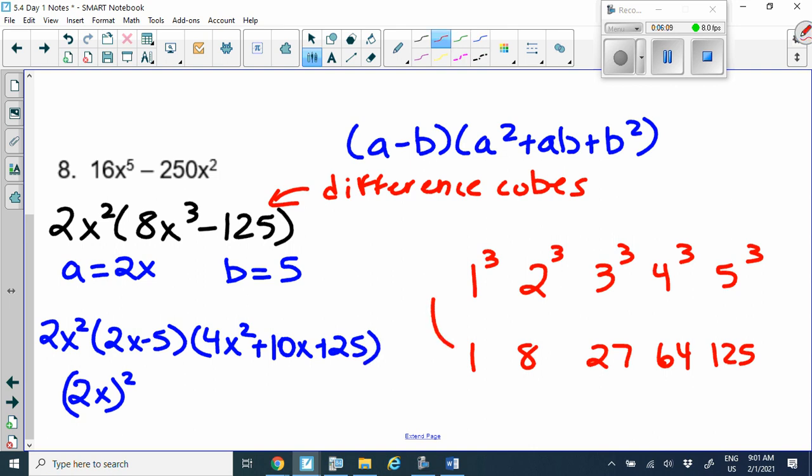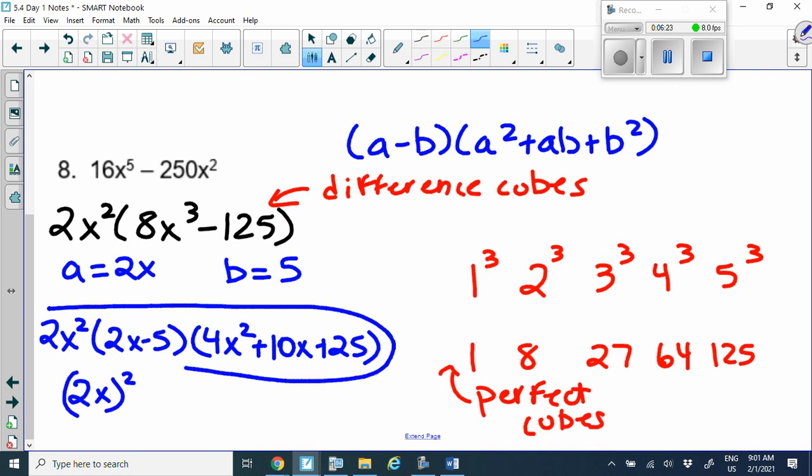Okay? And so we can't really factor anything else, so this will be our final answer. So if you do get a difference of cubes type of problem, make sure you use this formula. It will definitely help out when you're doing the problems.